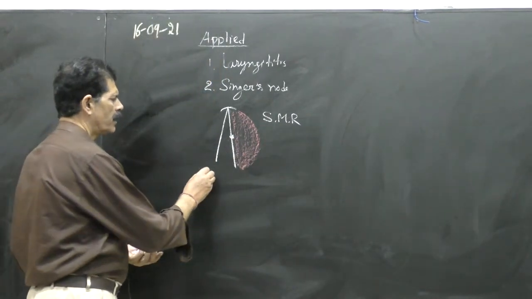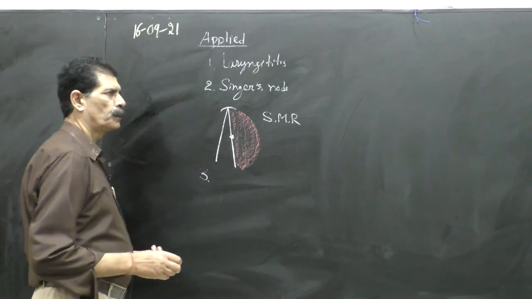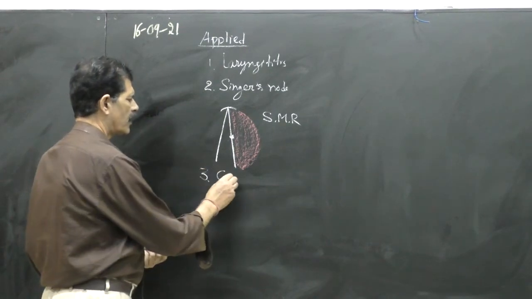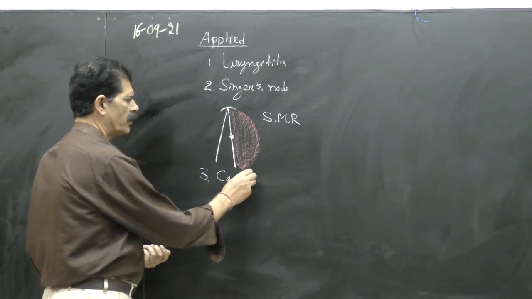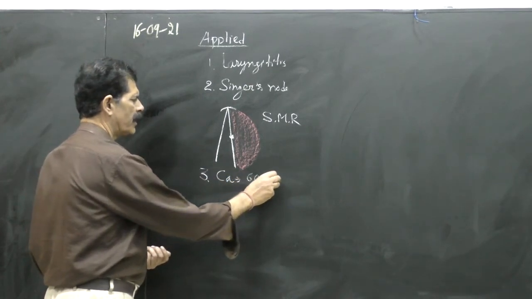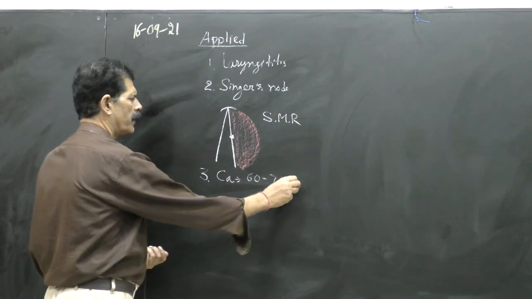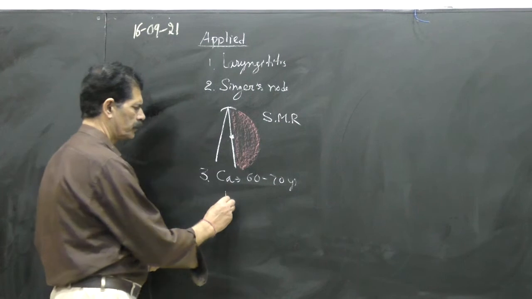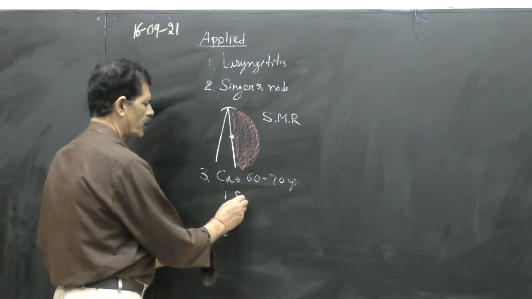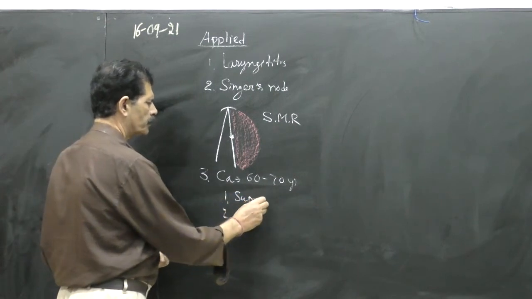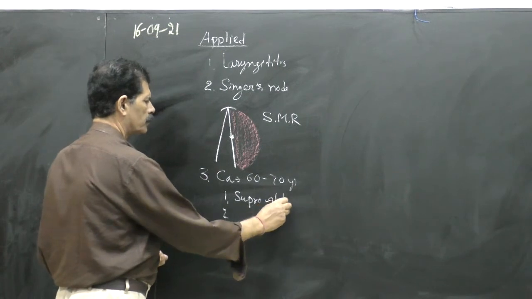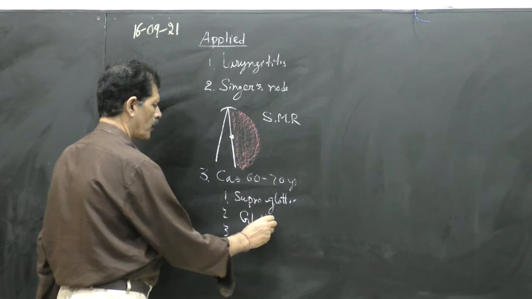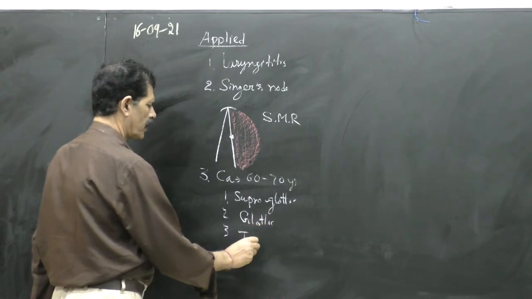Another condition related to the larynx is cancer of the larynx. It usually occurs at the age of 60 to 70 years, and it is of three types: supraglottic, glottic, and infraglottic.